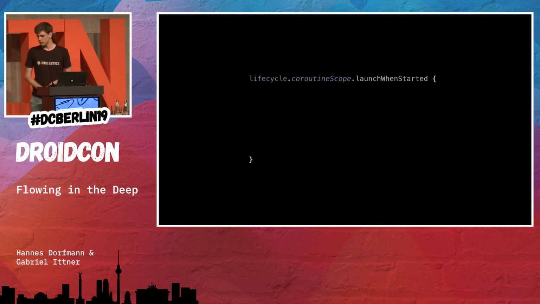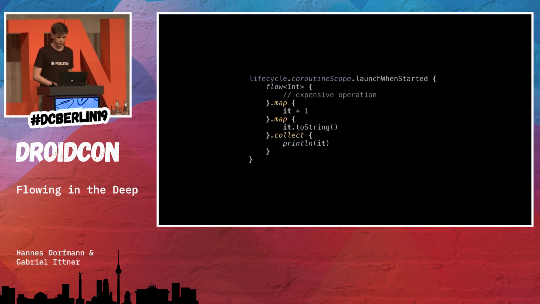We have in scope on the lifecycle, we use launch when started, which is similar to the regular launch, but it will only get executed once your lifecycle reaches on start. And then we have a flow inside. It will just do some expensive operation, emit ints. Then the first map will increase the int by 1. Then we will convert it to string in another map, and in the end we will print it out.